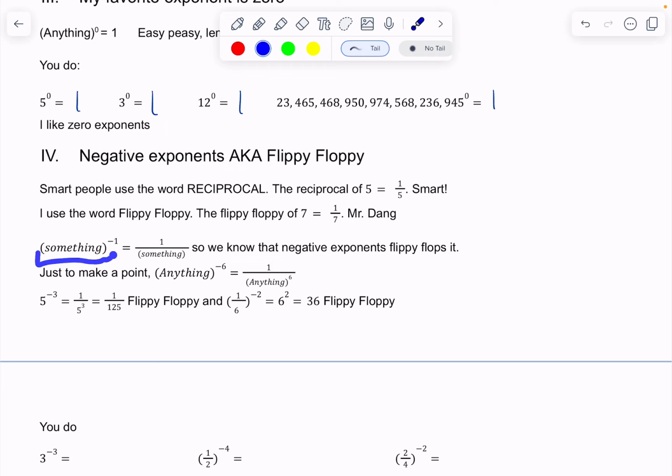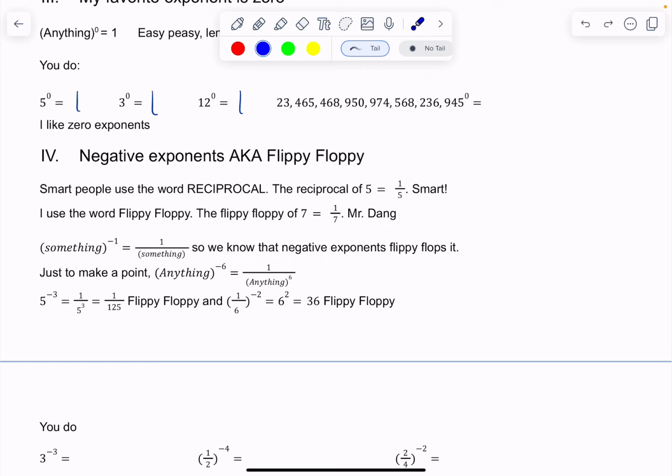To harp at the point, something to the negative power is going to be 1 over something. So we know that the negative exponent flops it. The negative exponent is the key here. That negative 1 power flips things. Just to make a point, anything to the negative, let's say negative 6, is going to be 1 over anything to the 6th power. That 6 still plays a role. It's just that negative flips it first.